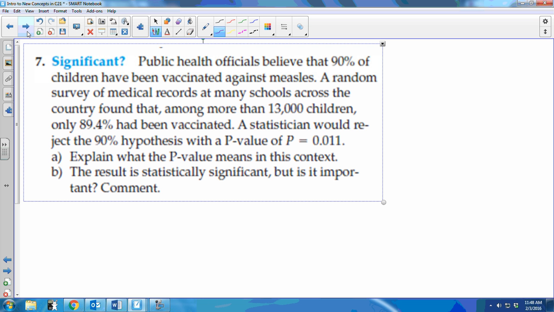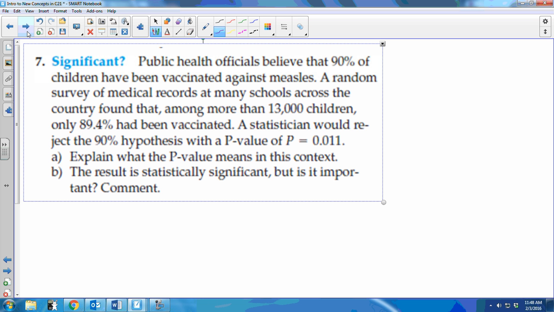So that's practically what we did earlier. There's a 1.1% chance that we could get similar results in a different sample, given that 90% of children had the measles vaccination, or given that there wasn't a change in the amount of kids that had the measles vaccination. Practicing context and what the p-value is. And part B says the result is statistically significant because we would have rejected. It says they would reject with p-value 0.011. We would reject the null hypothesis.